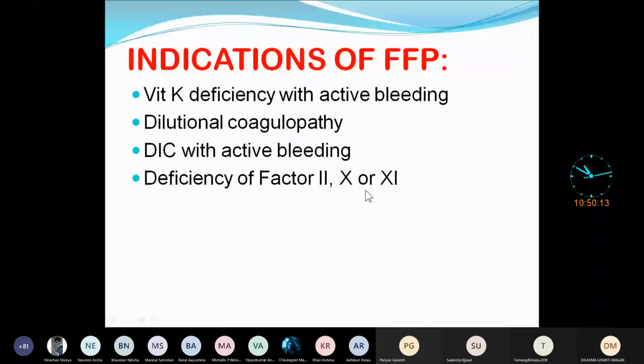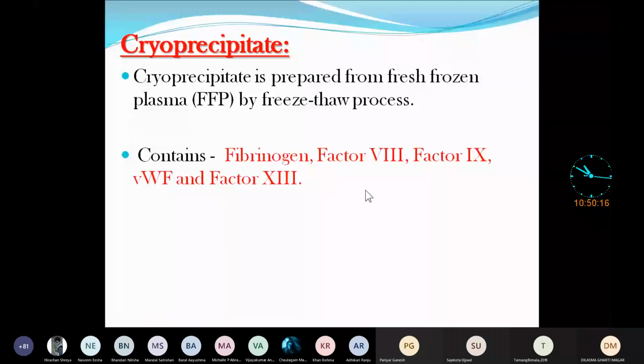Now we'll come to the cryoprecipitate. Have you ever heard this word cryoprecipitate before? Okay, here cryoprecipitate, how it is prepared, I already told you, but still here it is written.